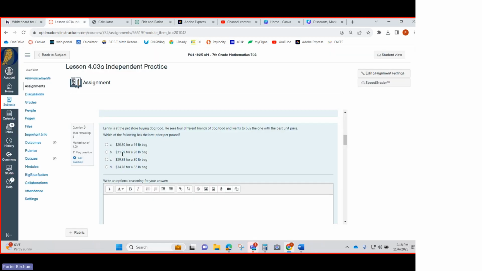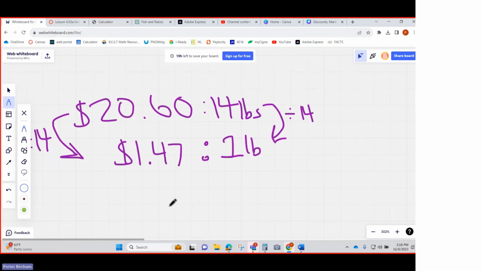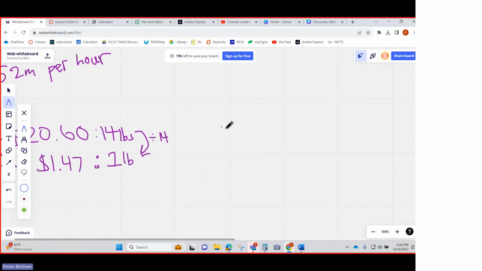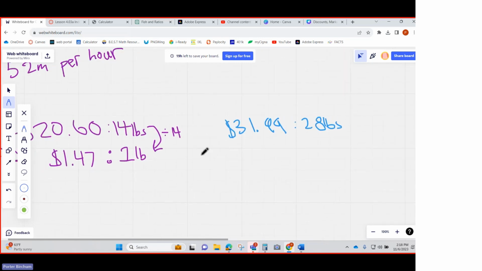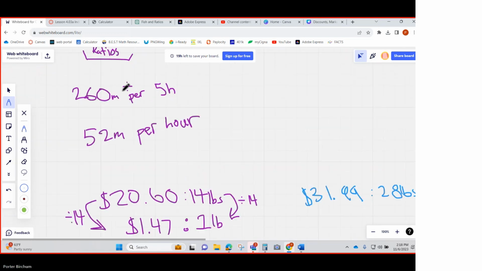Now 31.99 and 28 pounds. Now I'm going to do the same method. I'm going to be doing the same thing, but just a little faster. I'm going to divide the first number by the second number, because per kind of means divide.